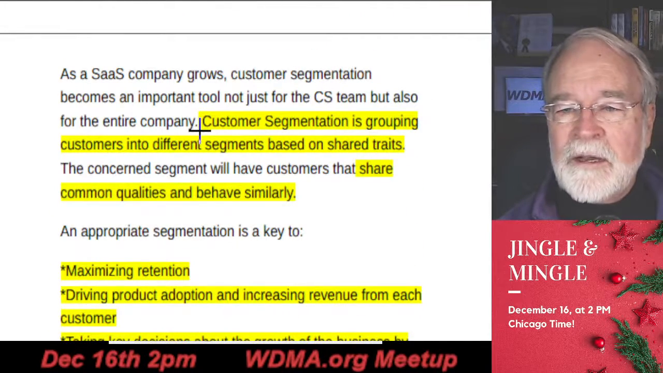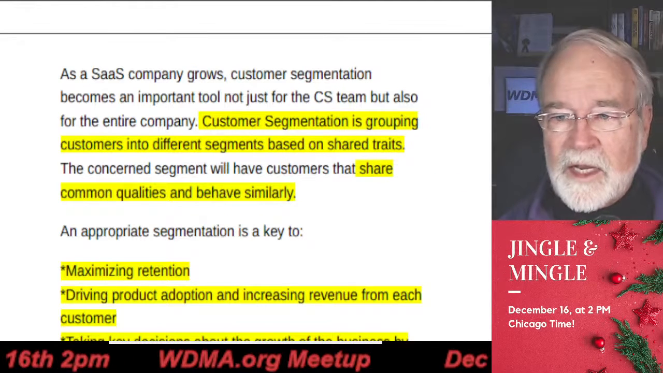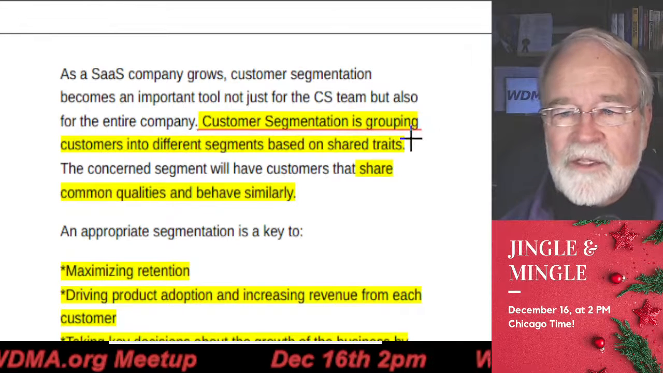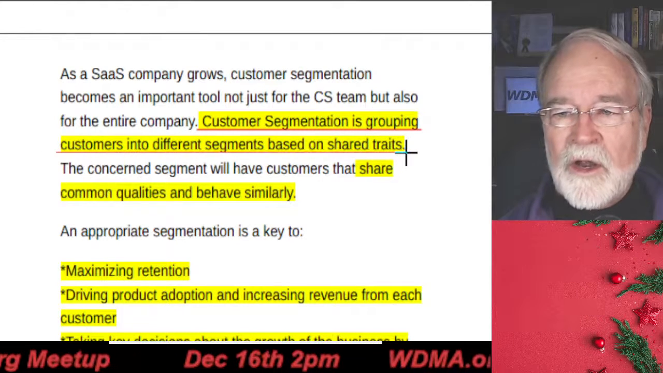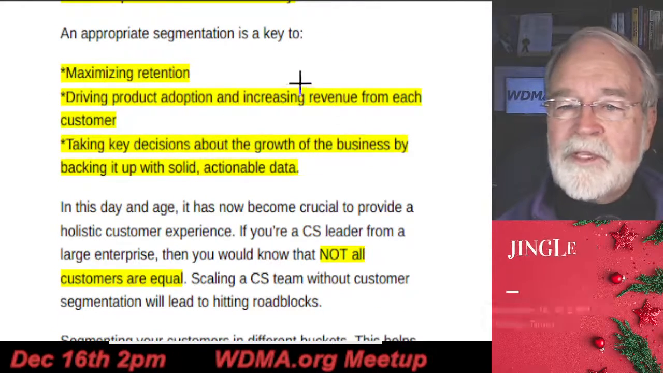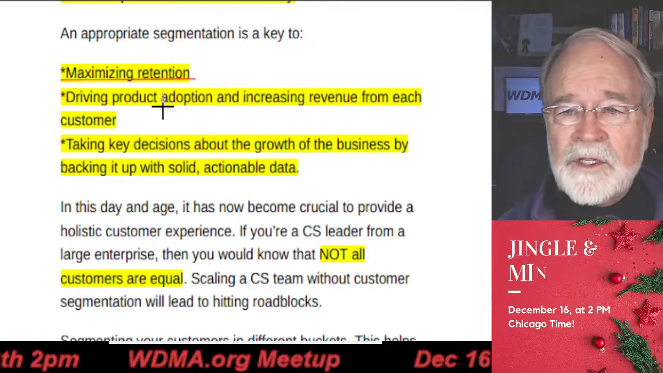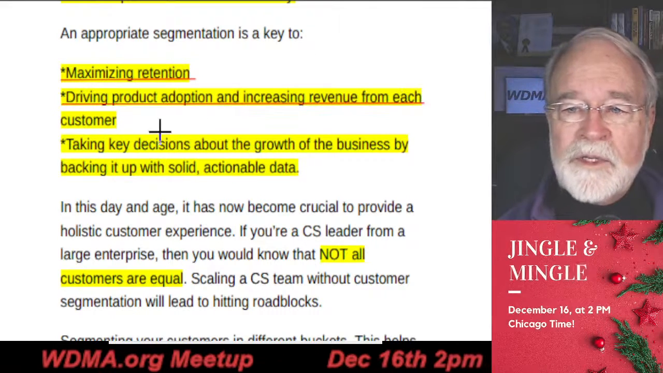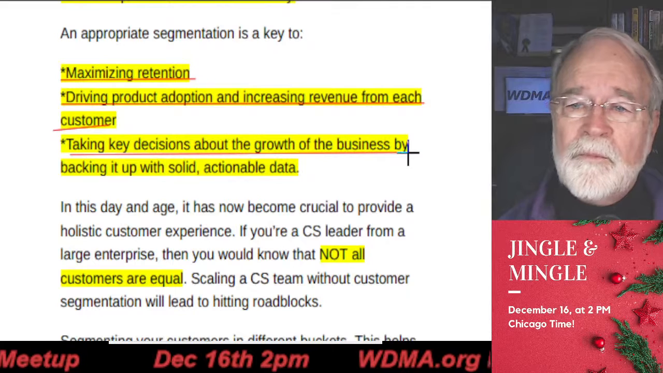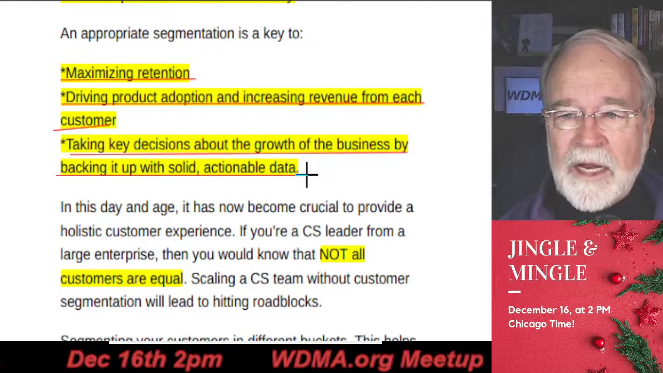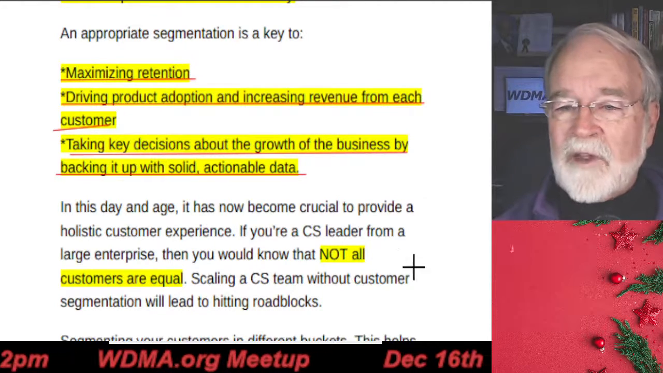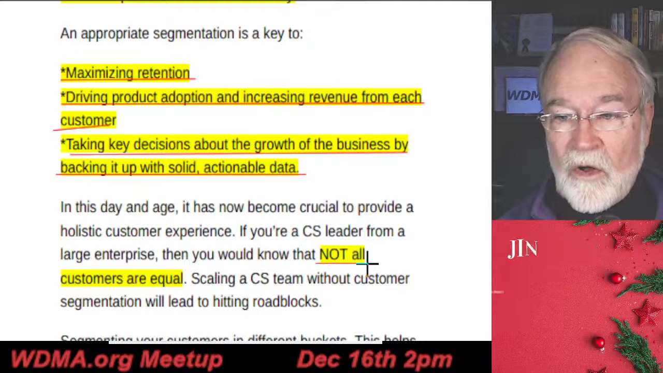Customer segmentation is grouping customers into different segments based on shared traits. Okay? And an appropriate segmentation is key to maximizing retention, driving product adoption, increasing revenue from each customer, taking key decisions about the growth of business by backing up with solid, actionable data. Now, there was a lot of that in this article, a lot of big words, a lot of stuff that I didn't understand, but I did understand this. Not all customers are equal.